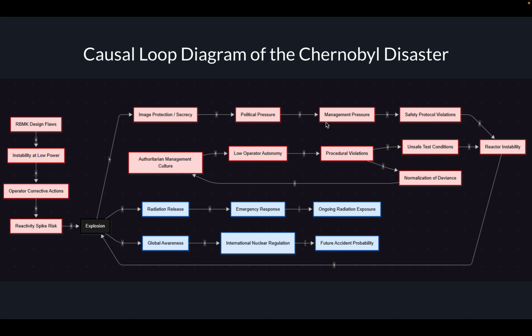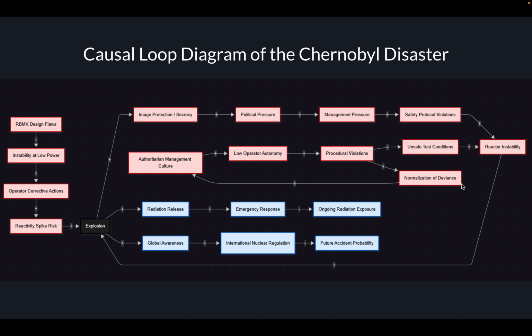which was our next relationship, for just rushing and trying to do what needed to be done, basically, but the wrong way. And then this would lead to safety protocol violations, just skipping corners, stuff like that, which led to reactor instability, which can also lead back to that explosion. But as you can see, there's another loop inside of the loop.